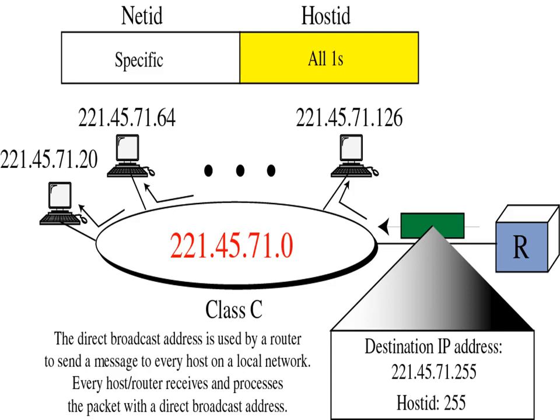Students, you can see over here what the destination IP address is, that is 221.45.71.0, and this is a network address. And this is a broadcast address in which the host ID we changed from 0 to 255. So this is a broadcast address. The direct broadcast address is used by a router to send a message to every host on the local area network. Every host or router receives and processes the packet with a direct broadcast address.